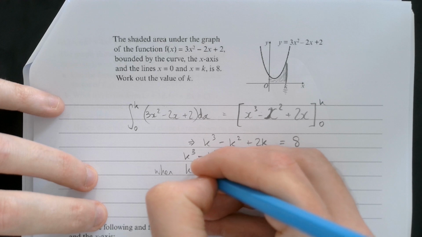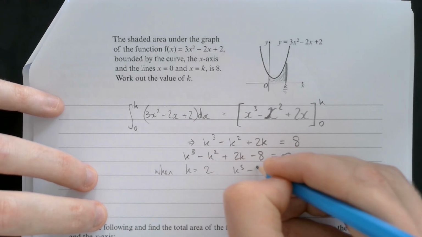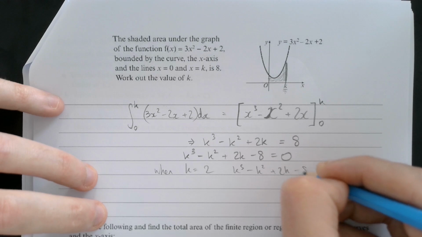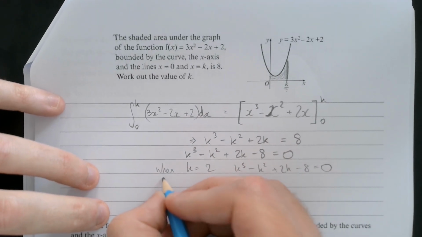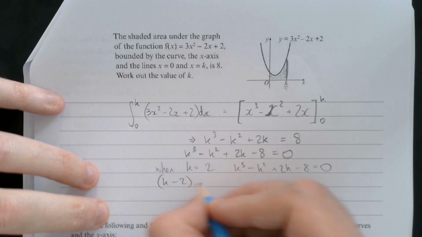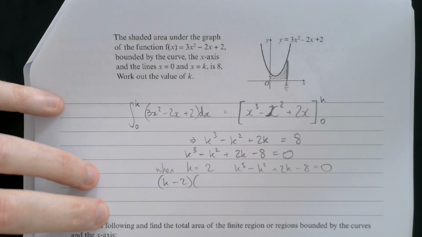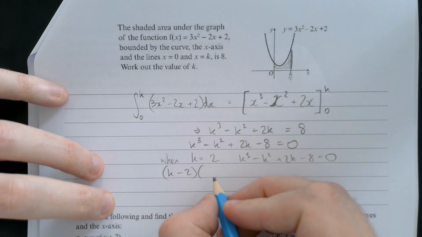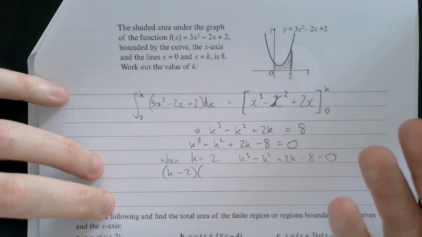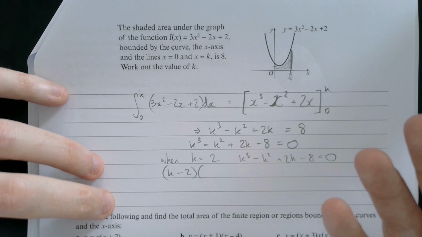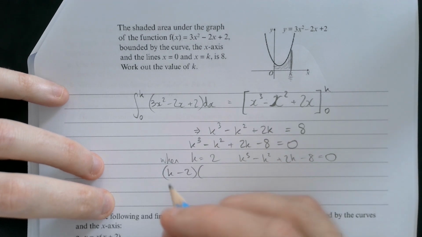When k equals 2, k cubed minus k squared plus 2k minus 8 is 0. So k minus 2 is a factor. I'm just trying to find a value for k. Is it just 2? I wonder if there are any others.